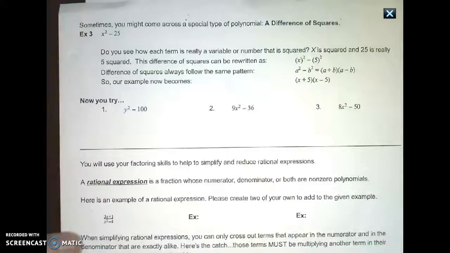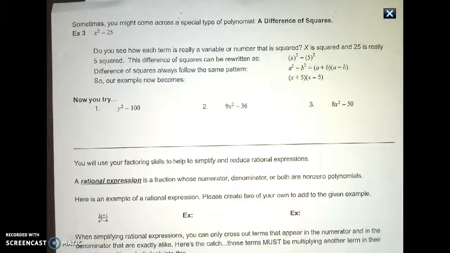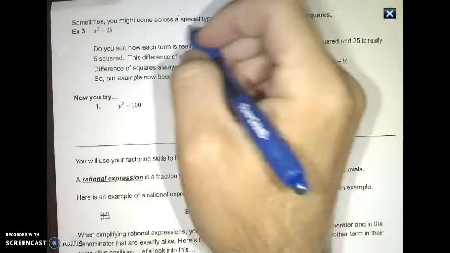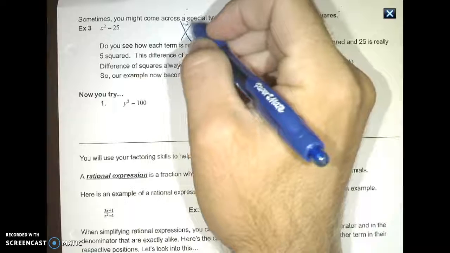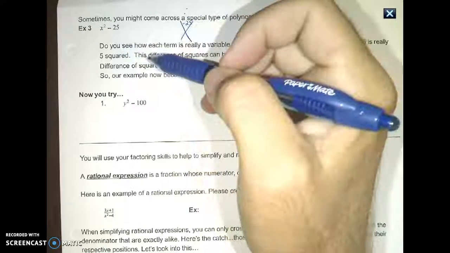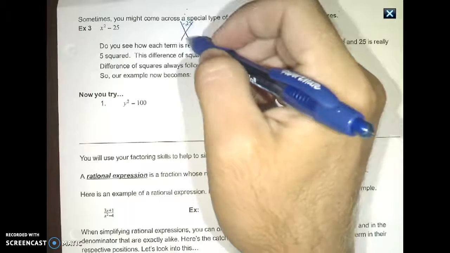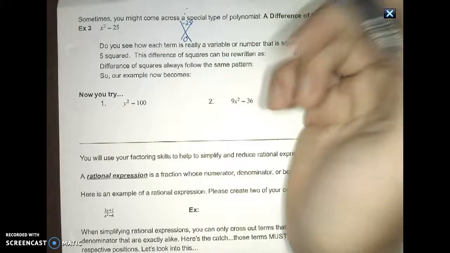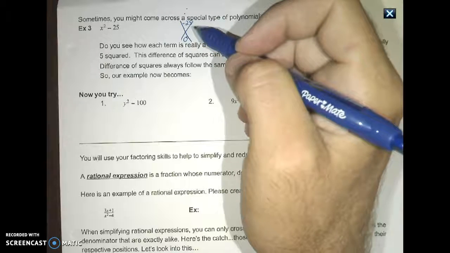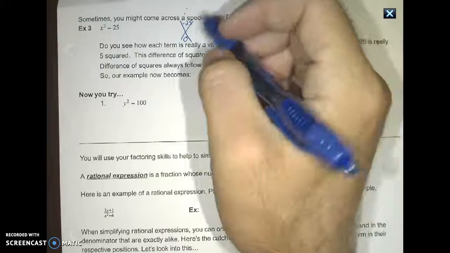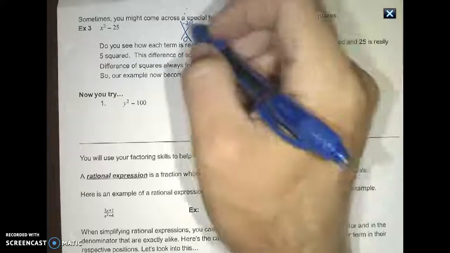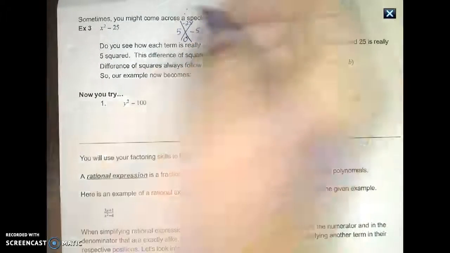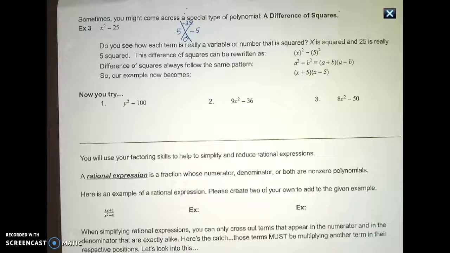On to our back page then. Sometimes you might come across a special type of polynomial called a difference of squares. So x squared minus 25. What we can do here is still do my x method. I can put a negative 25 up top. And how many x's do I have in this problem? Hopefully you can see that I have 0 x's. Can you think of any numbers that multiply to give me negative 25 but then add to 0? Well, what's the square root of 25? 5. So 5 and negative 5 can multiply to give me negative 25, but they will add to 0 as well.